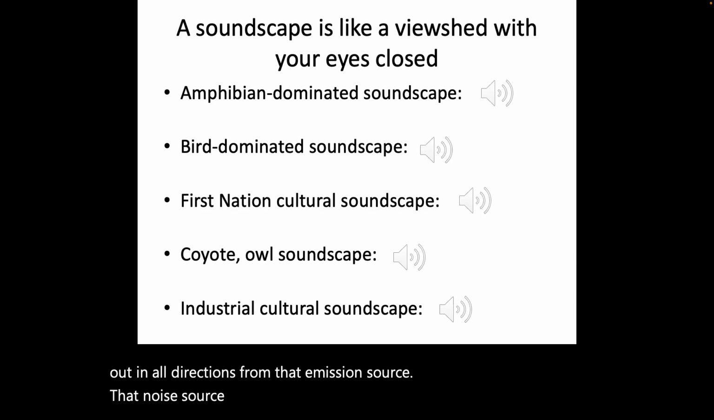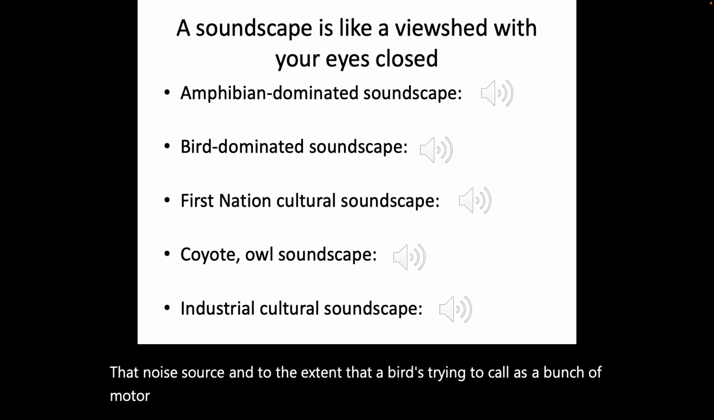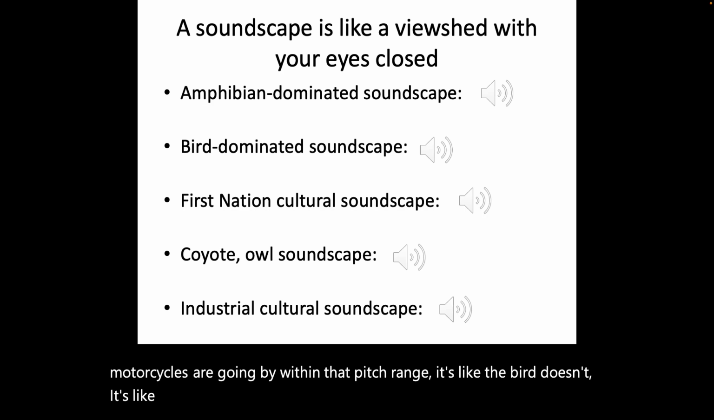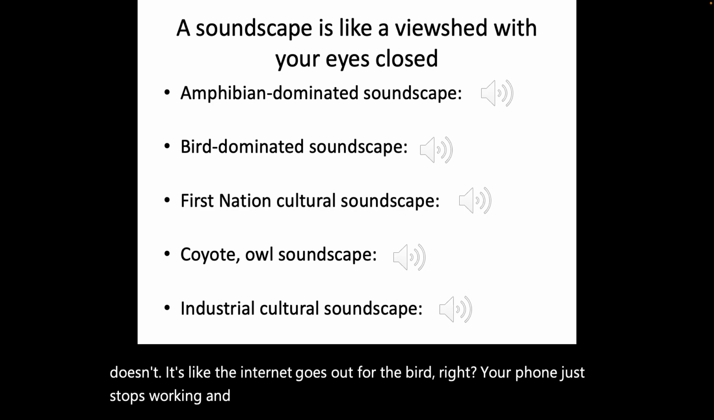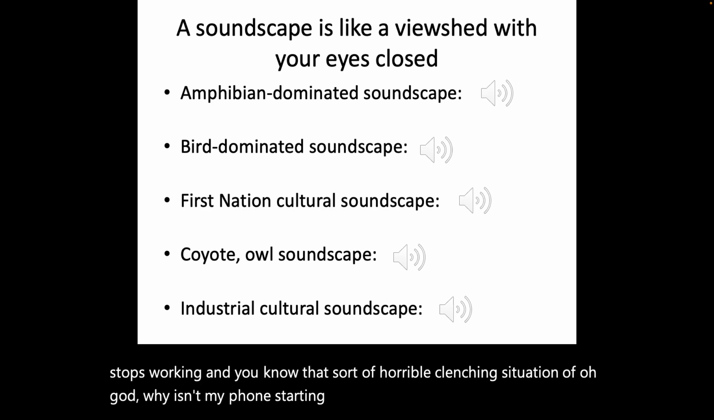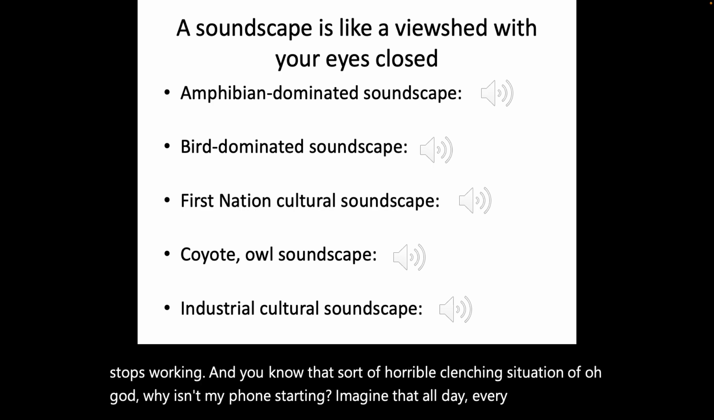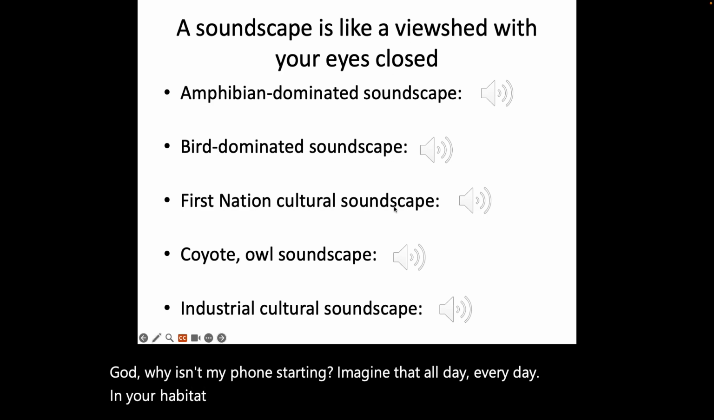And to the extent that a bird's trying to call as a bunch of motorcycles are going by, within that pitch range, it's like the internet goes out for the bird, right? Your phone just stops working. And you know that sort of horrible clenching situation of, oh God, why isn't my phone starting? Imagine that all day, every day in your habitat, okay?